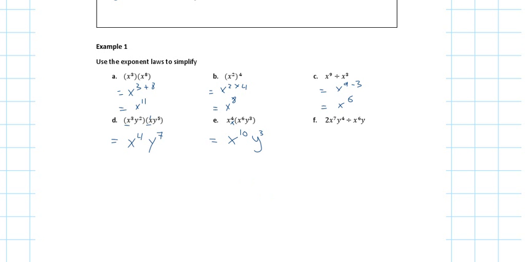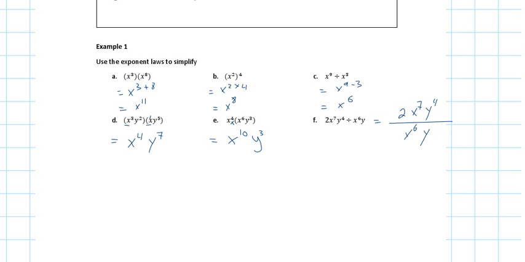I'm going to write this in a bit different way. So I'm going to write this as 2x7 y4 over x6 y. Okay? That's the same thing as the division. Same thing as division, right? I just wrote it as a fraction.